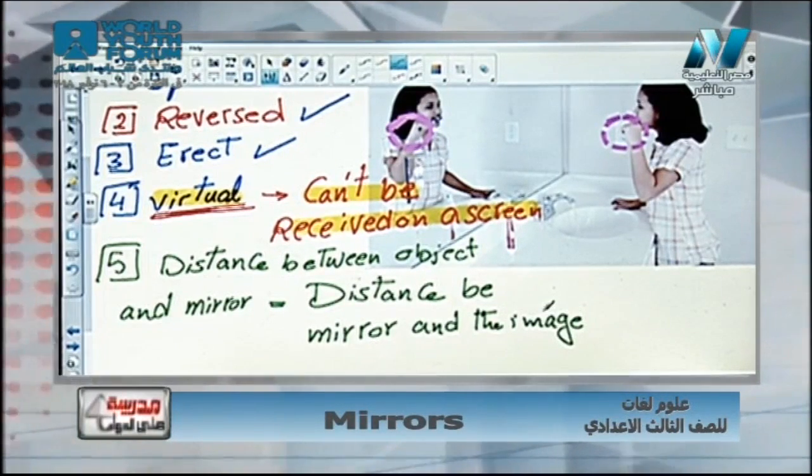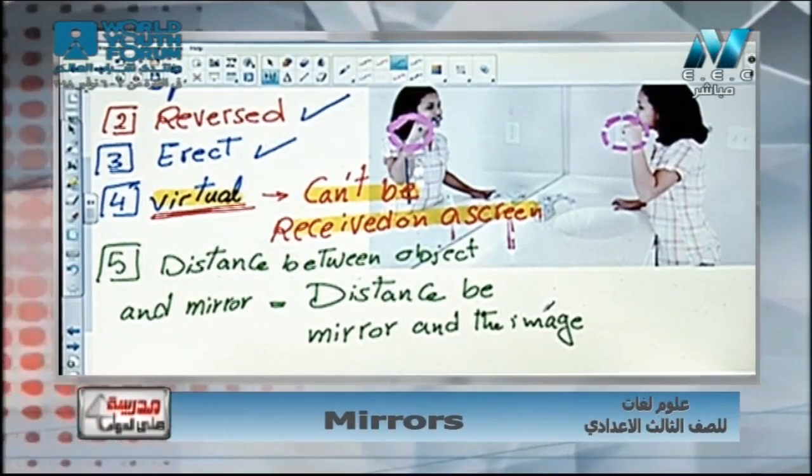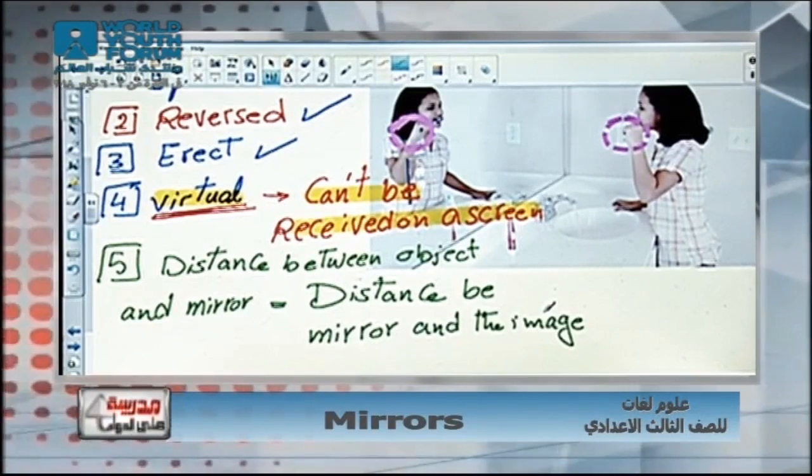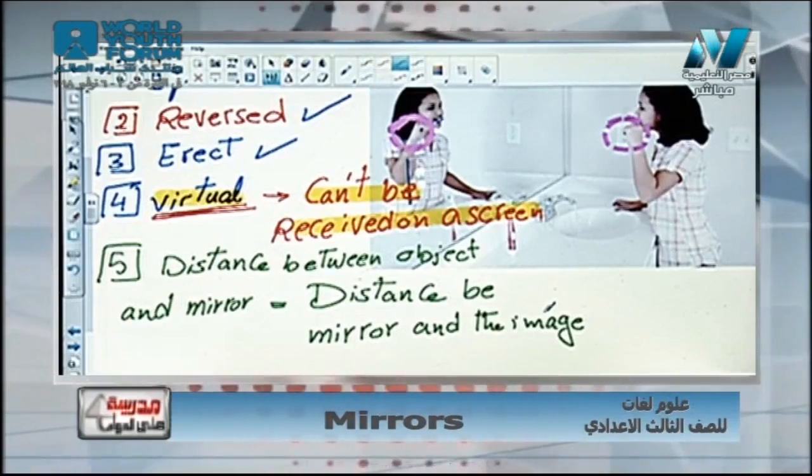As we will see now, as you stand in front of the plane mirror, if you go toward the mirror, your image will go toward the mirror. If you go away from the mirror, your image will go away from the mirror. So the distance between object and the mirror equals the distance between mirror and the image. So here we have equal distances.